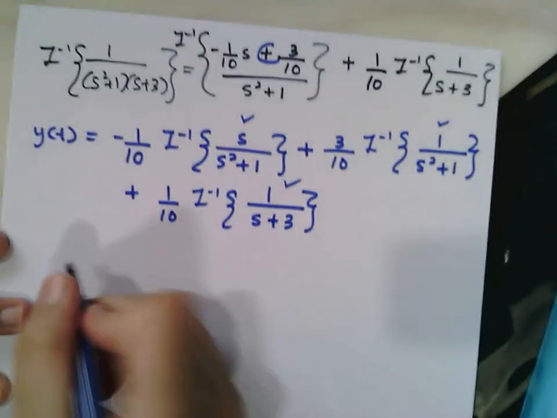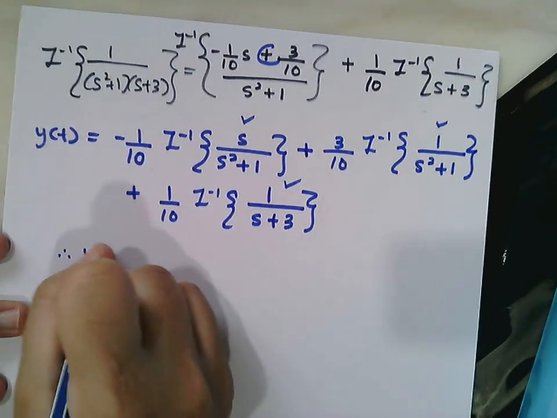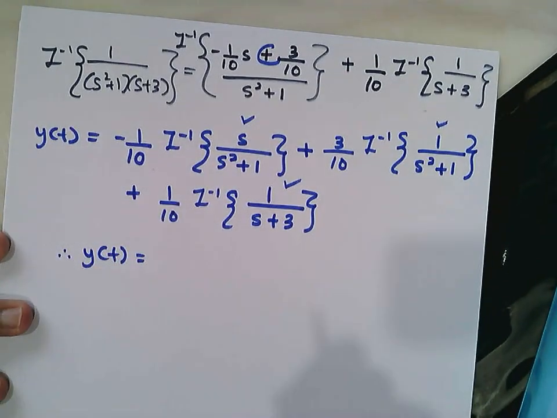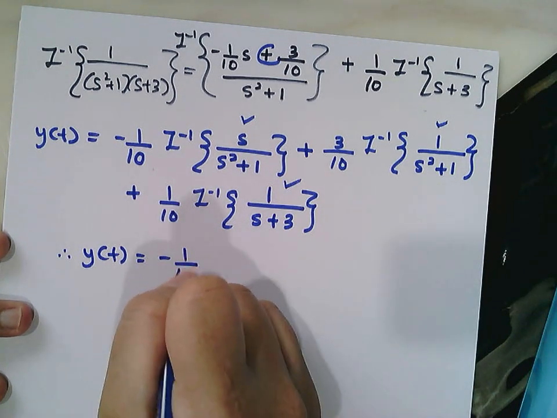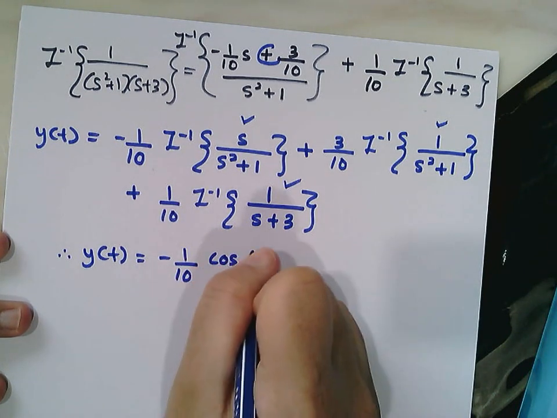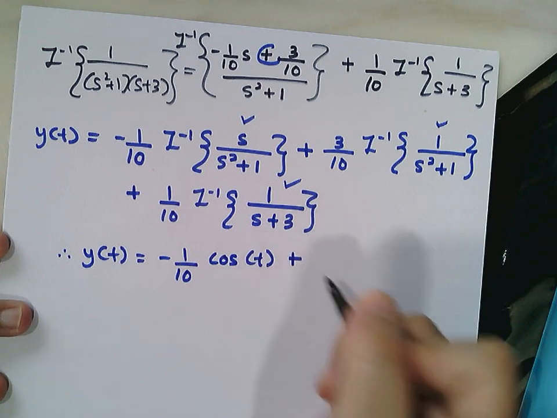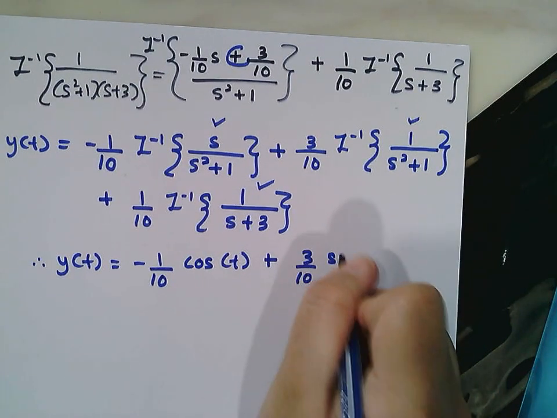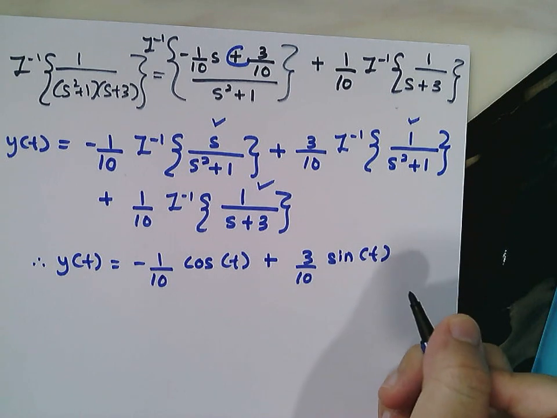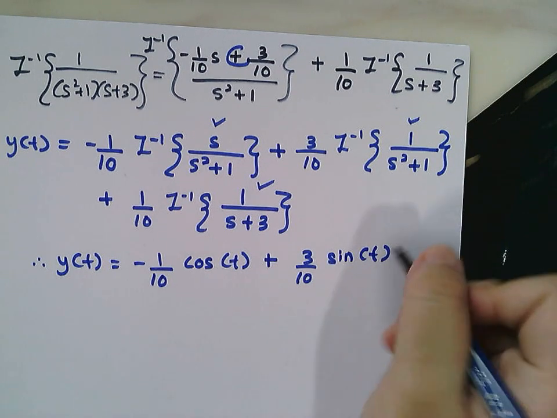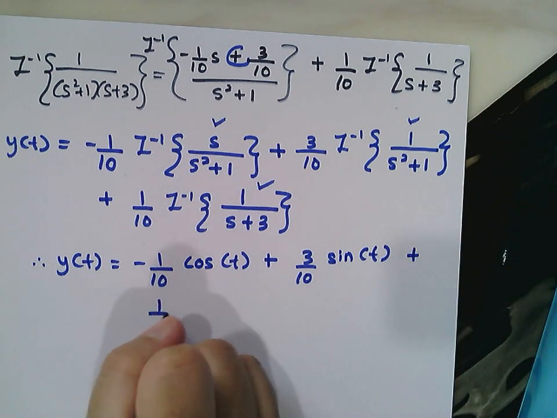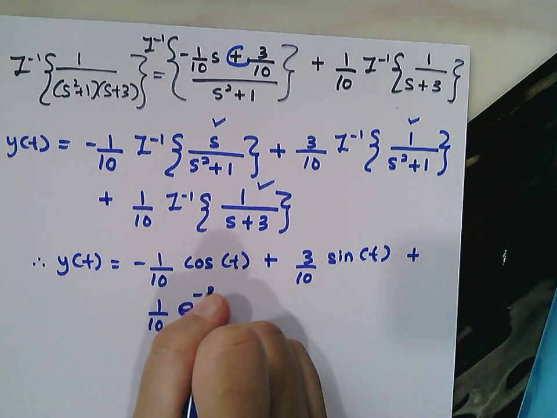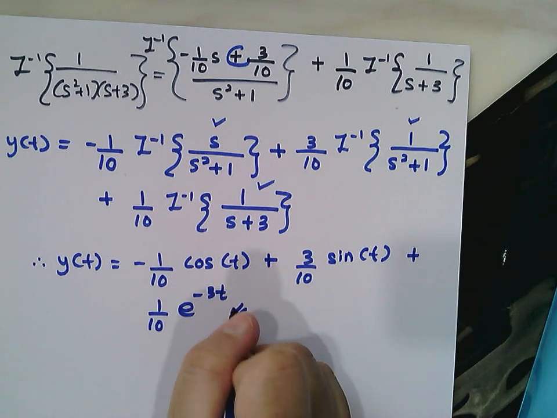As you can see, this one and this one you can get directly from the table. So therefore, your y(t) is equal to negative 1 over 10 cos t plus 3 over 10 sin t plus 1 over 10 e to the power of negative 3t. That's it.